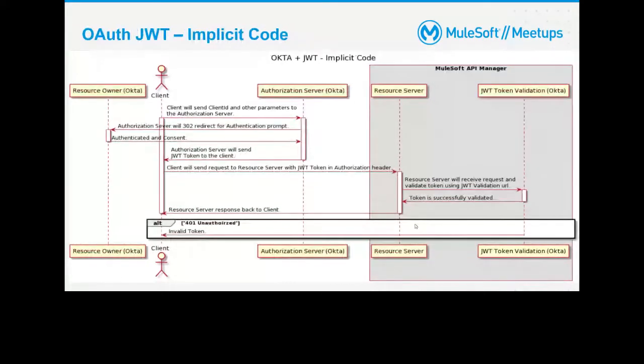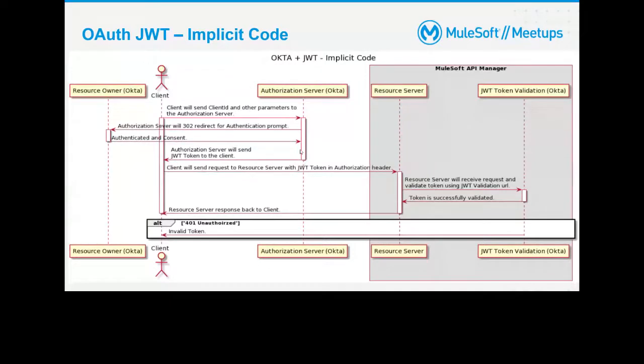Now the second type is implicit code. So the second grant type is implicit code. In implicit code, what happens basically? If you see, the first step is the same. The client will send client ID and other parameters to the authorization server. The authorization server will validate the client ID and other parameters. If everything is fine, it will redirect the request to the resource owner. The resource owner will show the screen where you have to put a username and password. If the username and password are correct, it will say authenticated and consent.